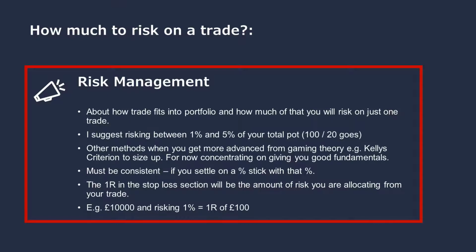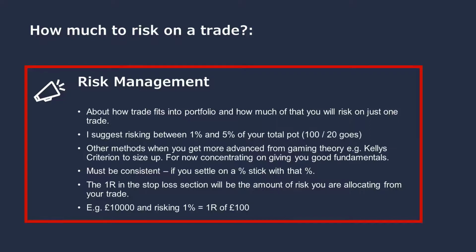So another question I often get asked is, how much should I risk on a trade? And this is all around portfolio risk management and how it fits into your risk tolerances. I suggest risking between 1 and 5% on your trade. That gives you either 100 to 20 goes of being wrong. Statistically, you shouldn't really get 100 wrong in a row. But there are other methods you could use when getting more experienced: Kelly's criterion to size up winning strategies.